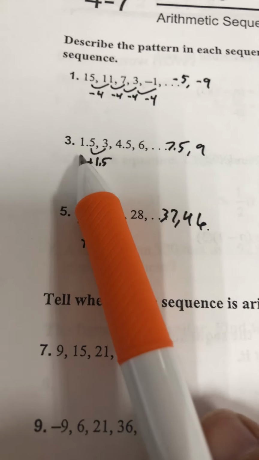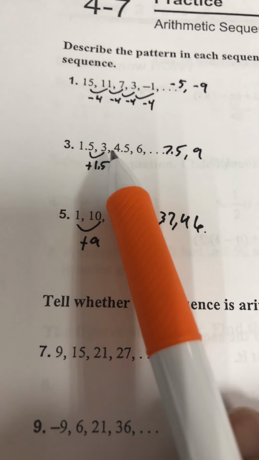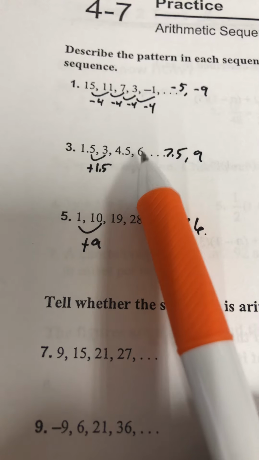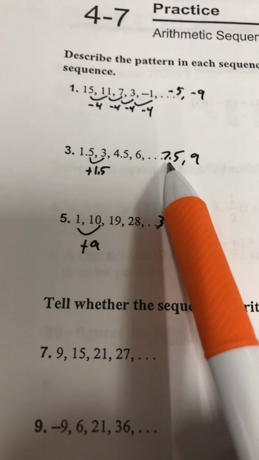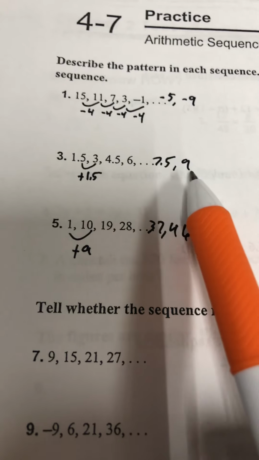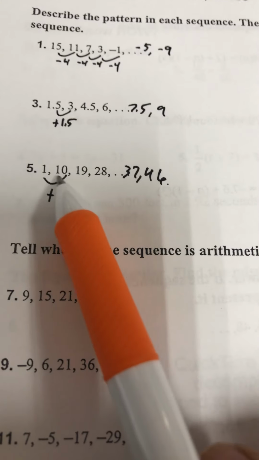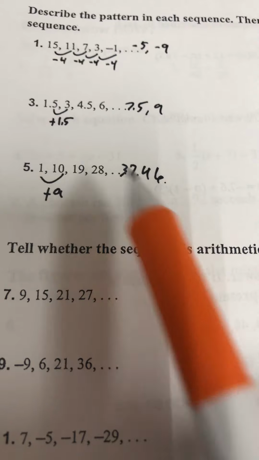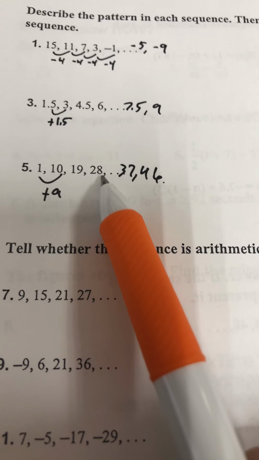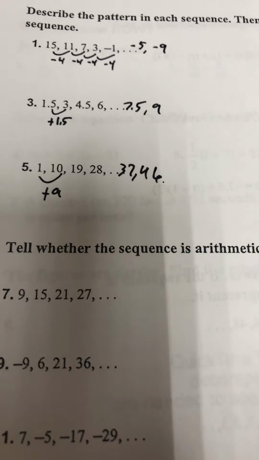For number 3, notice that I'm going up. I'm adding 1.5 each time. So if I start at 6 to get the next two terms, add 1.5, I get 7.5, and then I get 9 for the next term. Notice here I'm going up by 9 each time. So if I start at 28, I end up with 37 and 46.